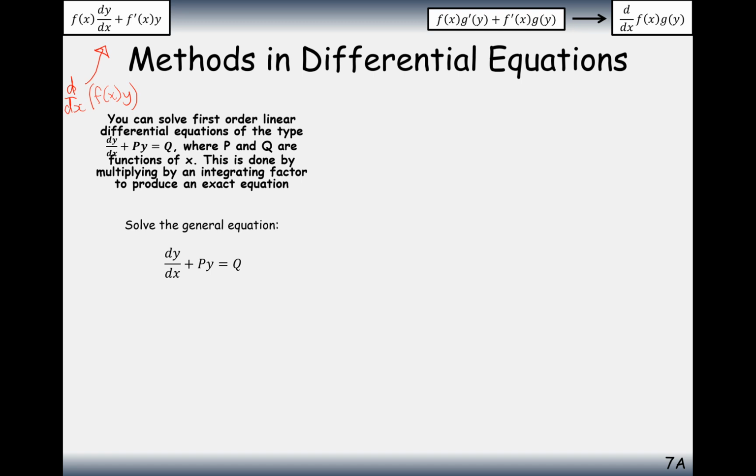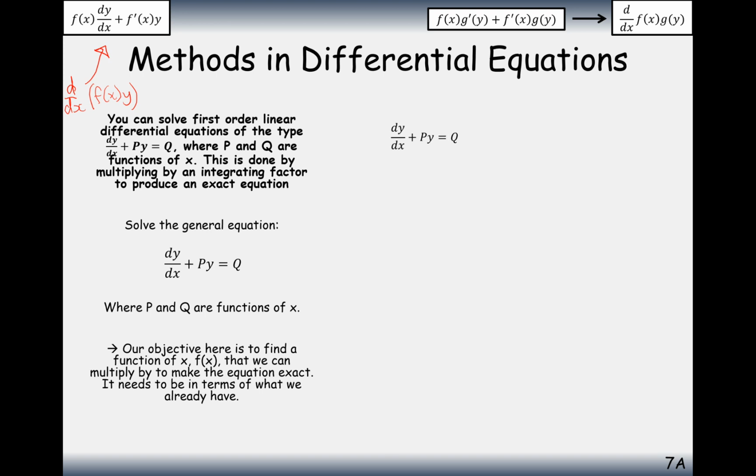And then we can just undo the differential by integrating both sides. So just one thing to highlight here: P and Q are not just numbers, they are functions of x. So they could be something like tan or sine or e to the power of x or ln of x, something to do with x in there. Okay, let's have a look at what we've got then.